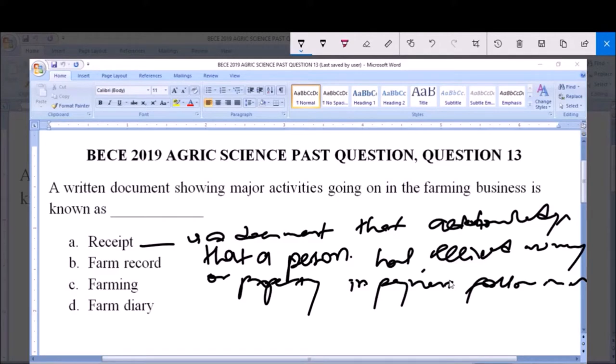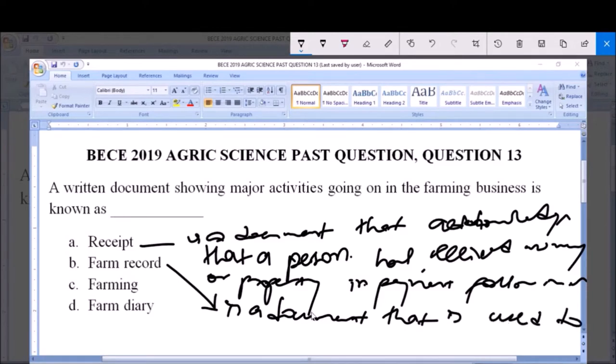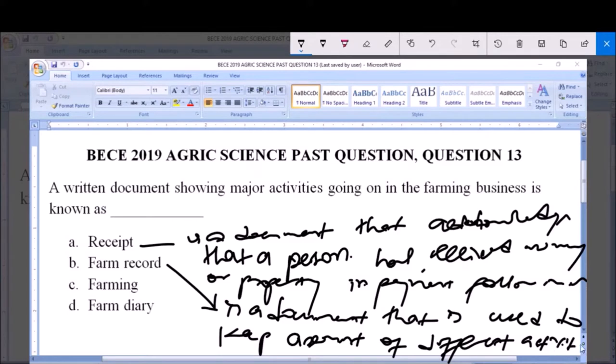Now option B says farm record. What is a farm record? A farm record is a document. Most times it can be a book that is used to keep accounts of different activities going on in the farm. That is a farm record. Now C says farming. Farming is simply the act of practicing agriculture. The act of practicing agriculture is known as farming.